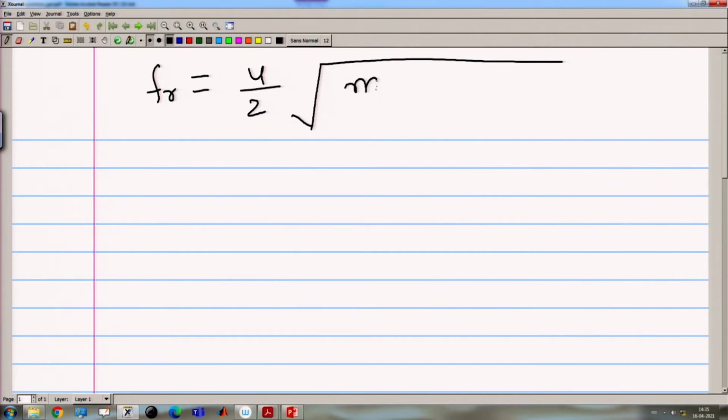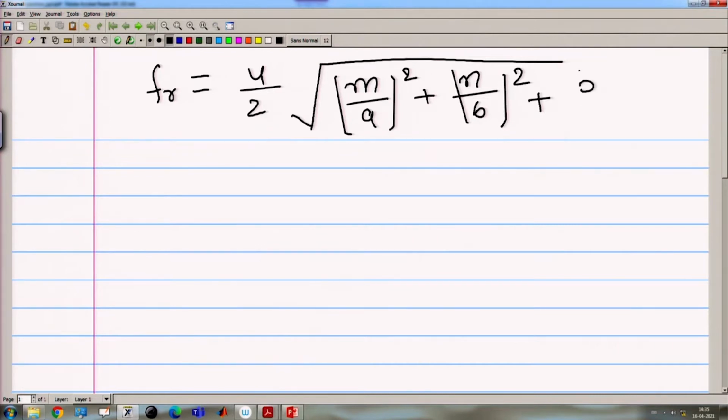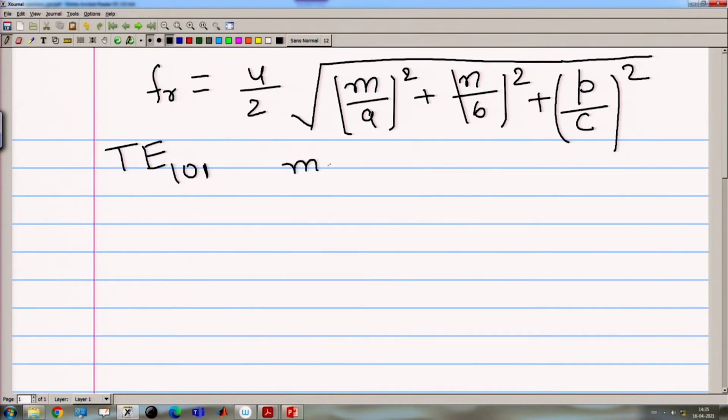So, to calculate the resonance frequency, we know that the formula is Fr is equal to U by 2 a square root of (m by a) whole square plus (n by b) whole square plus (p by c) whole square. So, this is the formula to compute the resonant frequency of a rectangular cavity. In this case, the resonant frequency is given for TE101 mode. TE101 means m is equal to 1, n equal to 0, p equal to 1.